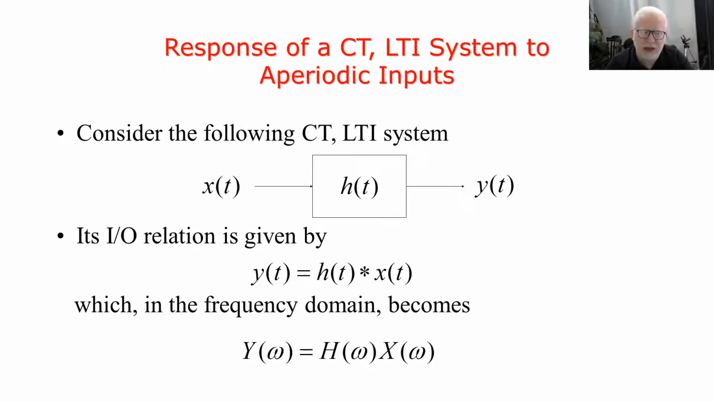As a summary in this slide, we have concluded that whenever you have a system with an input x of t, an output y of t, and a system time response h of t, the relation in the time domain is y of t equals h of t convoluted with x of t. This relation can be transferred to the frequency domain as y of omega equals h of omega times x of omega. So convolution in the time domain is converted to multiplication in the frequency domain.